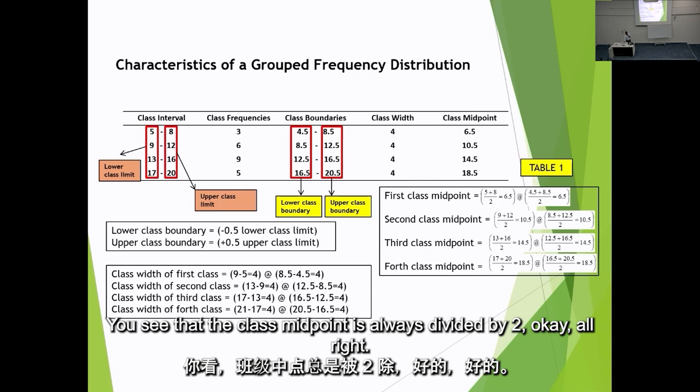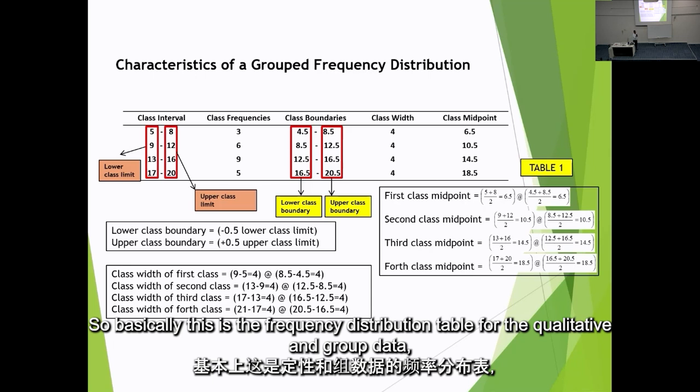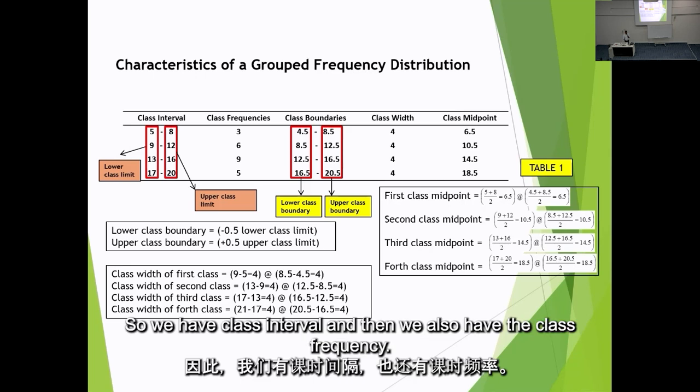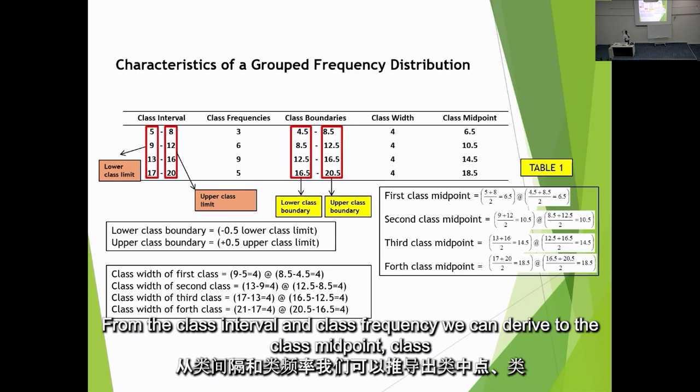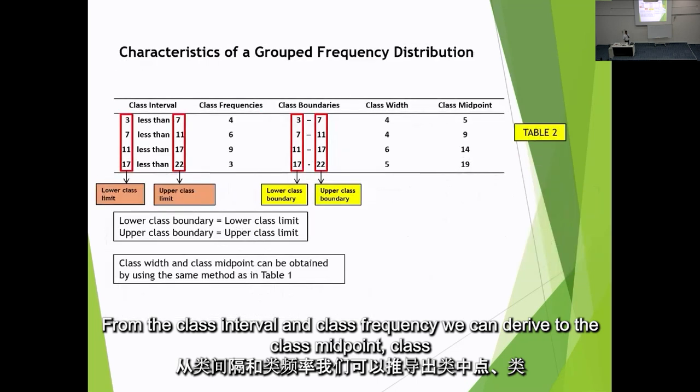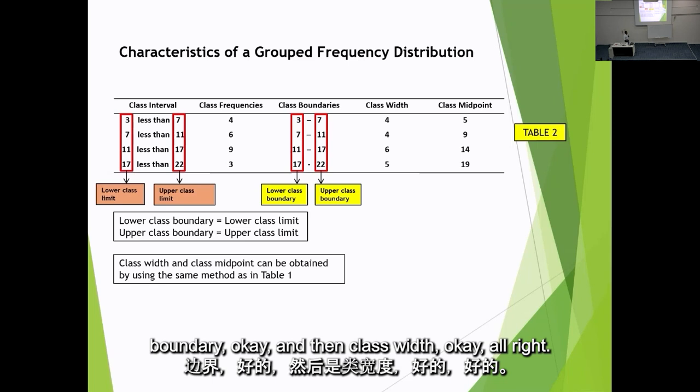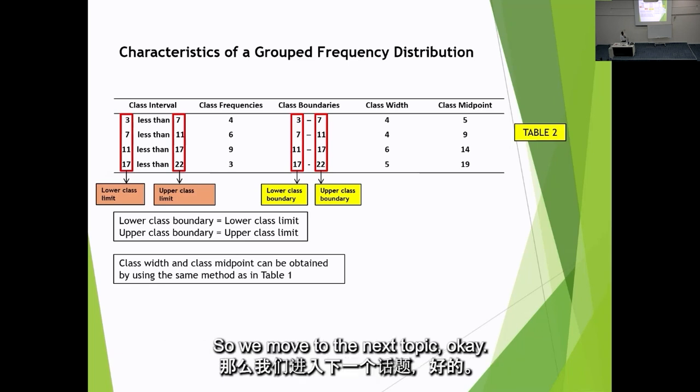Basically, this is the frequency distribution table for the quantitative and group data. We have the class interval and the class frequency. From the class interval and class frequency, we can derive the class midpoint, class boundary, and class width. So we move to the next topic.